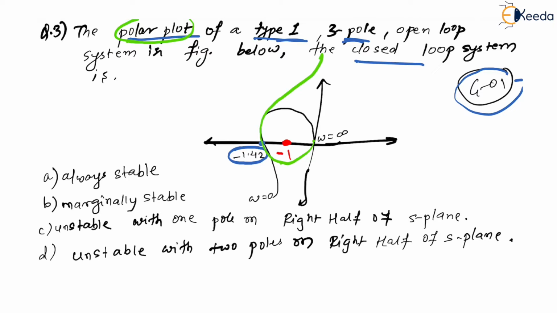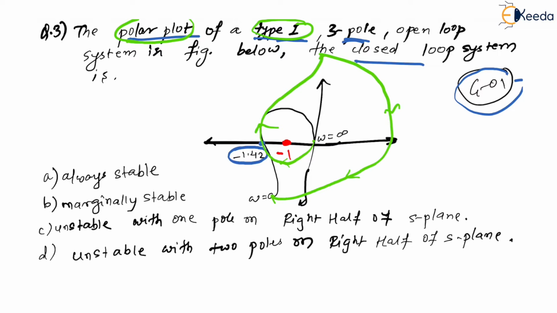And then definitely what will we do? After that we will draw one semicircle. Why? Because type 1. Type 1 indicates that you have got one pole at origin, which means definitely I will have one semicircle. So this will be one semicircle. This gets completed. Is that correct? So this will go like this, and this semicircle gets completed.